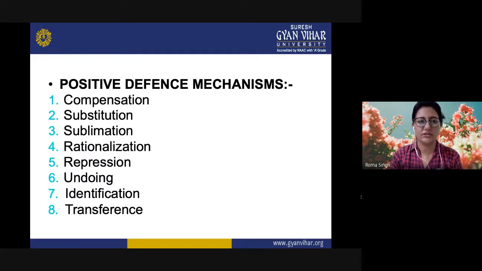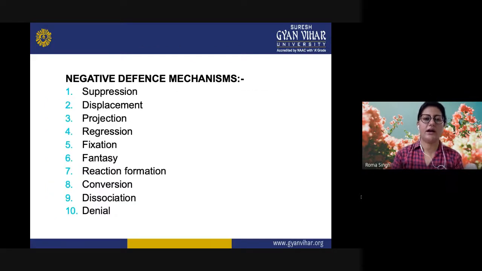That is compensation, substitution, sublimation, rationalization, repression, undoing, identification, or transference. So the results for these kinds of defense mechanisms usually give us positive results. And here are the negative defense mechanisms, which can give us negative results like suppression, displacement, projection, regression, fixation, fantasy, reaction formation, conversion, dissociation, and denial.